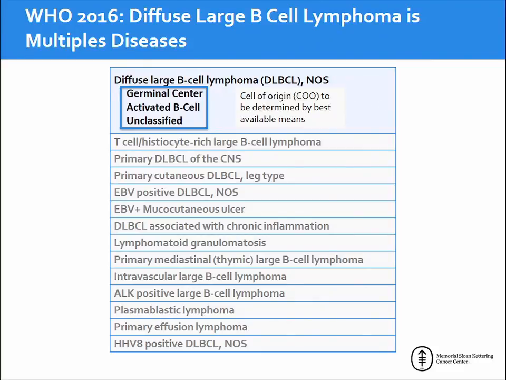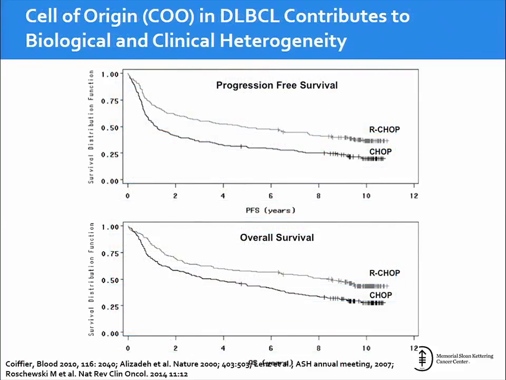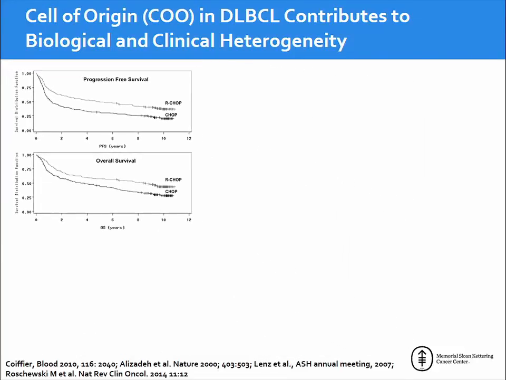There are many other subtypes of diffuse large B-cell lymphoma, but diffuse large B-cell lymphoma not otherwise specified represents the vast majority. Now, cell of origin is one of the contributing factors to the heterogeneity that we see clinically in diffuse large B-cell lymphoma. Clinical heterogeneity is clearly indicated by the fact that not everyone is cured with standard therapy. Even with the addition of rituximab, which was a dramatic and very important change in the treatment landscape, there were many patients who still fail therapy.